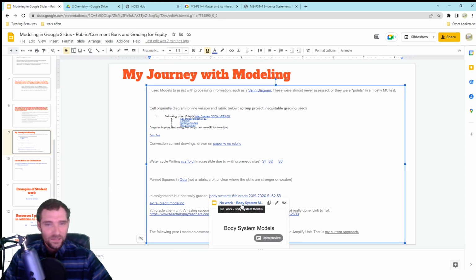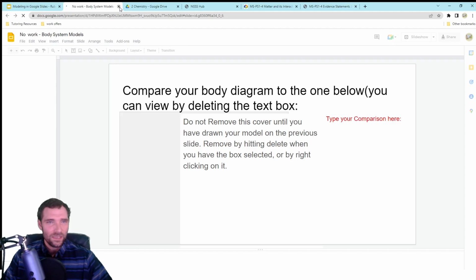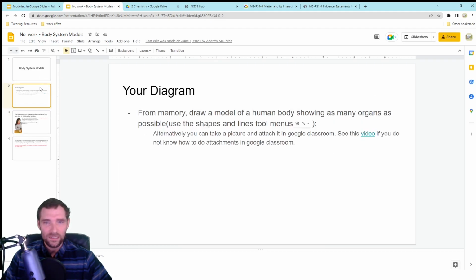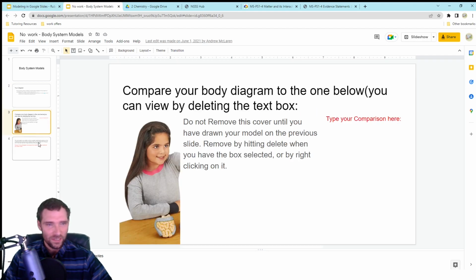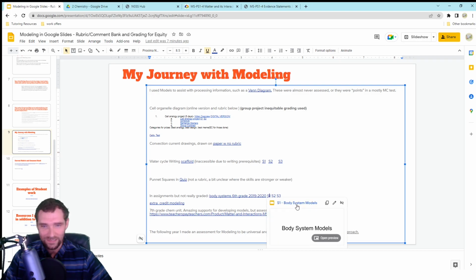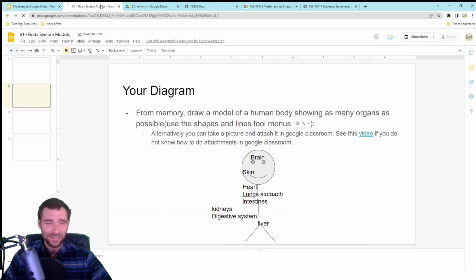So then I've also done things with this body system project where I had them draw something from memory. Again, no real expectations, just do it, which is a lot of my modeling. Honestly, when I was looking back at it, I was just like, make a drawing, show some motion.